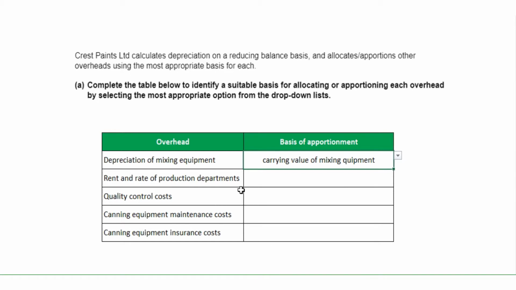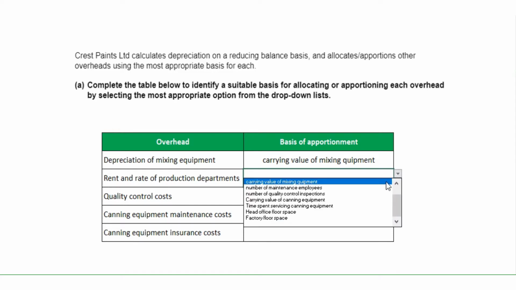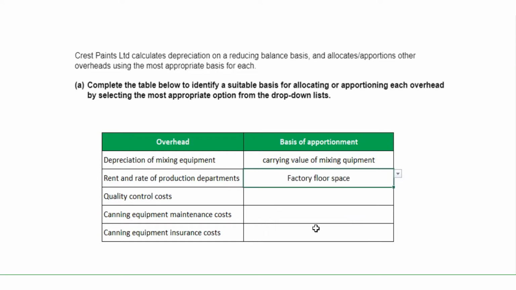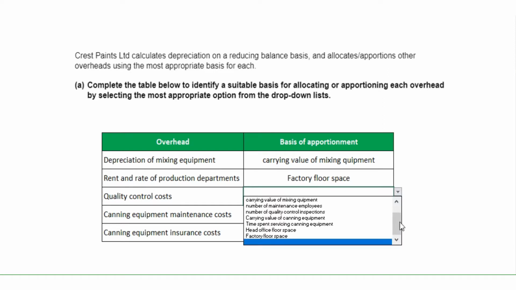Now rent and rates, you need to think of the factory as a whole, and each department has a certain part of it, which means we could split it up via floor space, doesn't it? So if we have a look, factory floor space, and you have head office floor space as well, but this is factory floor space. Okay, so it's to do with the production. Quality control costs. Well, if you look through here, you have number of quality control inspections.